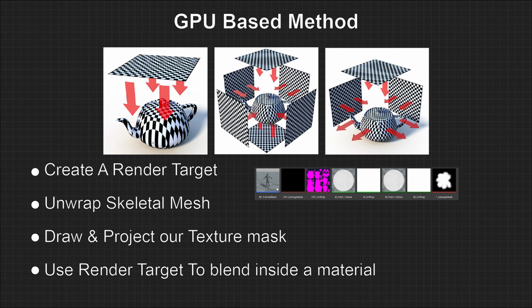First of all, we are going to create a texture render target for each one of our skeletal meshes. Then we will unwrap our mesh. Then we are going to project our custom texture to the mesh and draw it to the render target. Finally, we are going to use the render texture in our material to blend between the wound and skin layers. So let's get started with understanding how the projection method works and then move on to the implementation inside Unreal Engine.